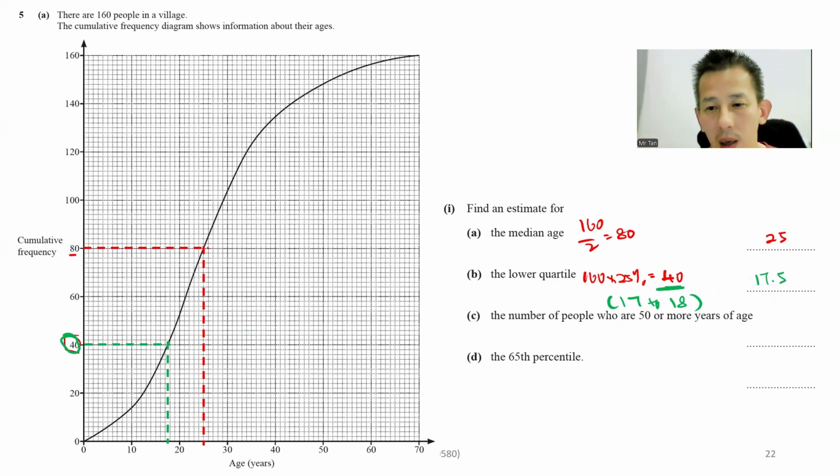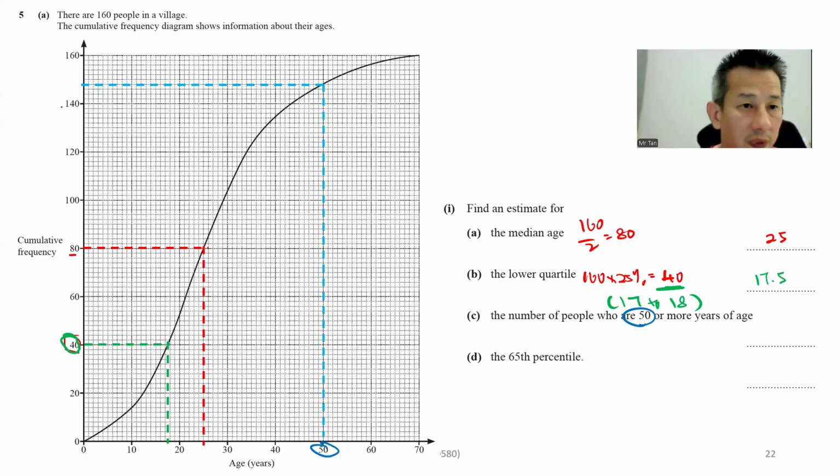The number of people who are 50 or more years of age. So now we're talking about age. So 50 here. Change color. We're dealing with 50 or more, so we start from here. Get a value. So this is 148. Since it says 50 or more, you take 160 minus 148. That's equal to 12.